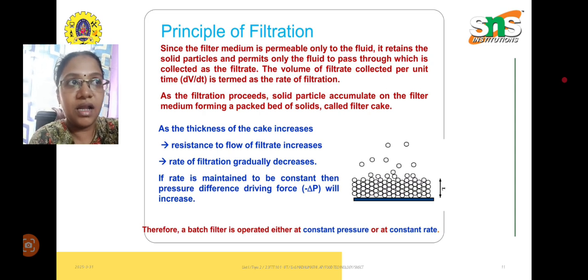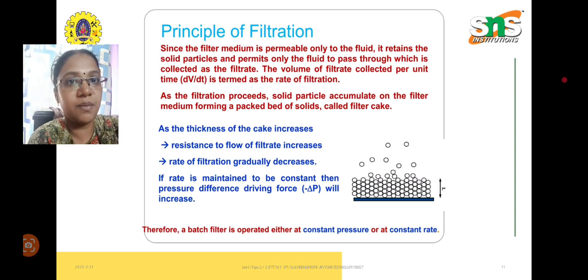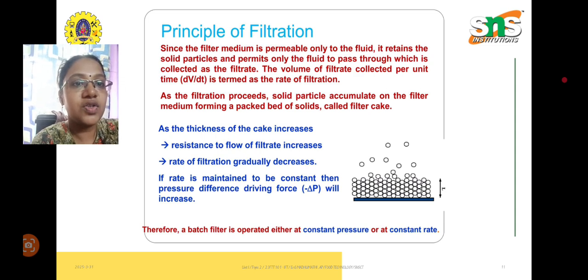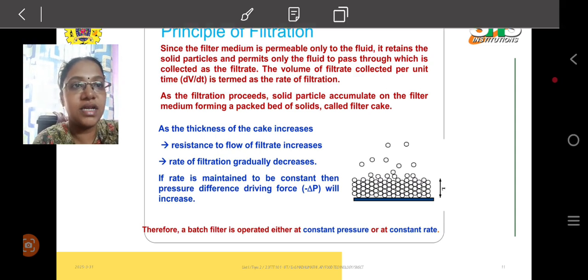At a particular time, only by knowing how much filtrate is collected at the bottom can we calculate the rate of filtration. As filtration proceeds, the solid particles accumulated on the filter medium form a packed bed of solids. The solids retained on the membrane we call the filter cake. As the thickness of the filter cake increases, the resistance to the flow of filtrate increases and the rate of filtration gradually decreases. From this we can understand that a batch filter is operated either at a constant pressure or a constant rate.